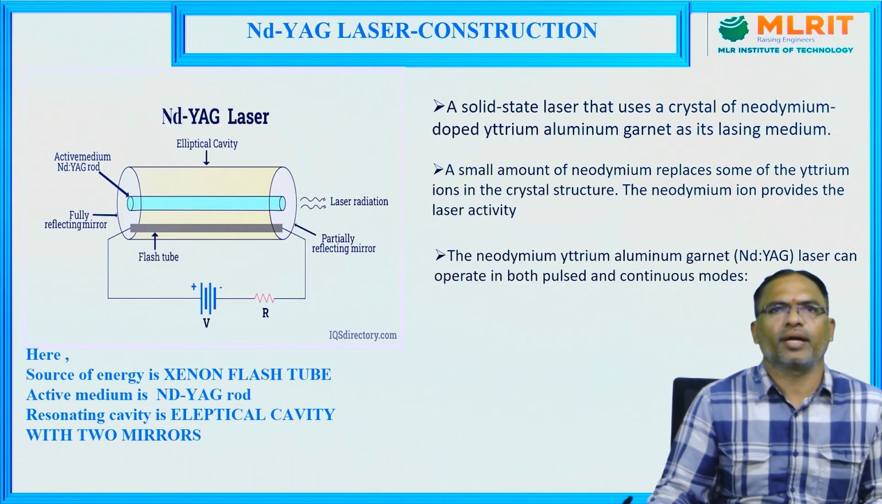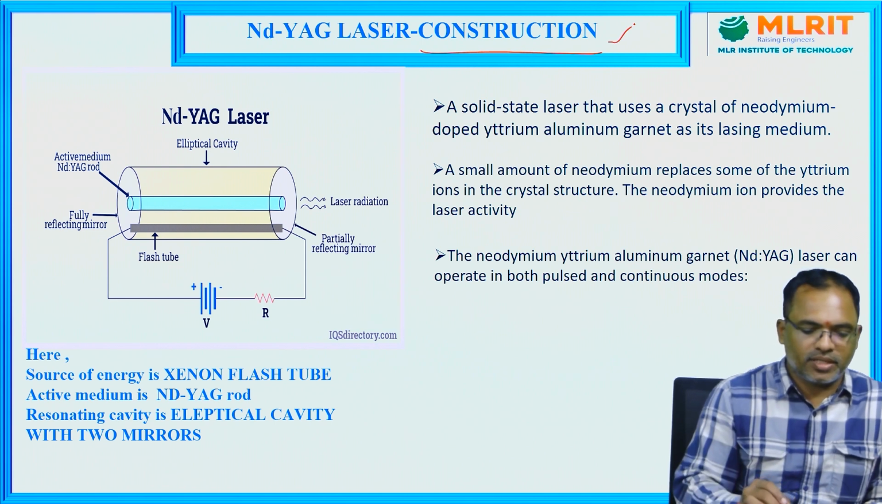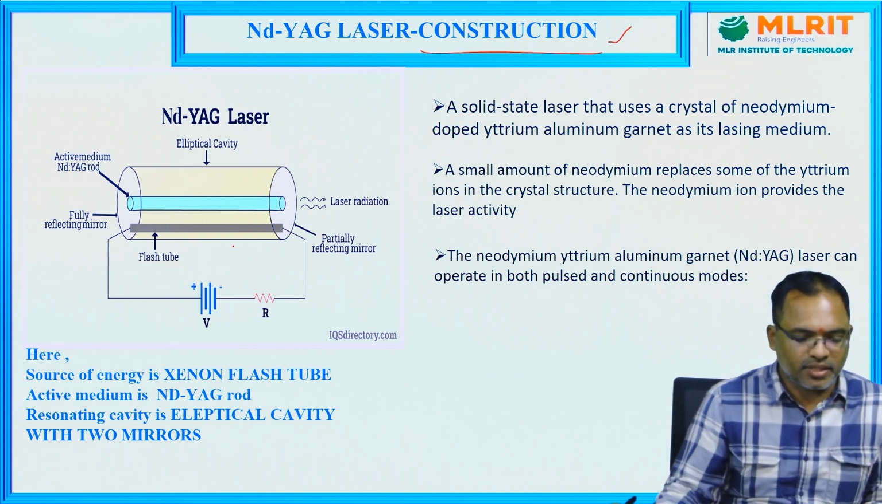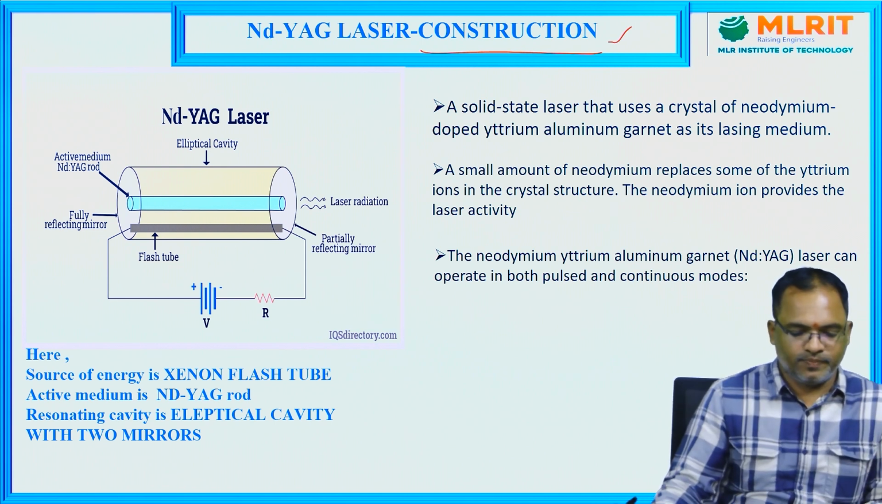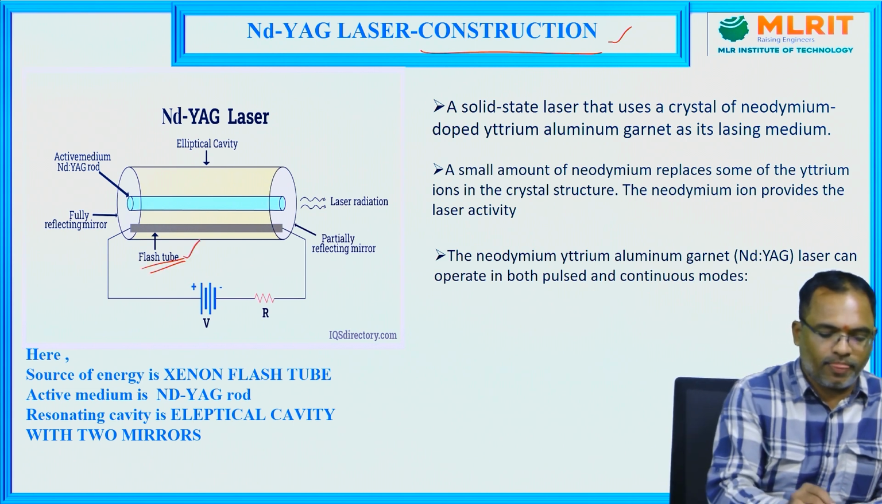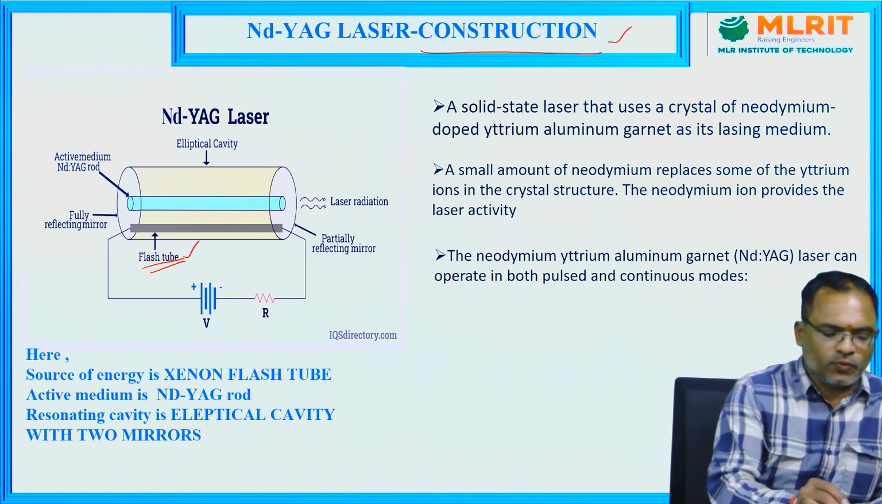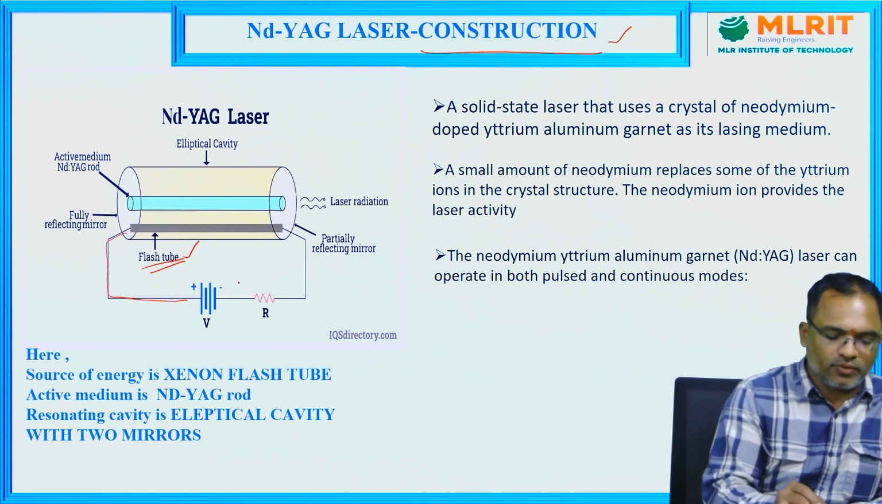Coming to the block diagram, coming to the construction here, from this diagram we can understand the source of energy in this case is flash tube. Flash tube is used as source of energy in this case, and this source of energy or flash tube is connected to power supply.